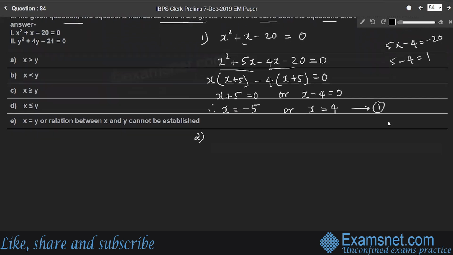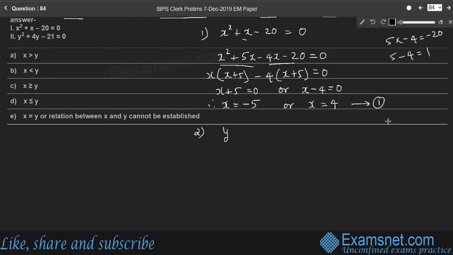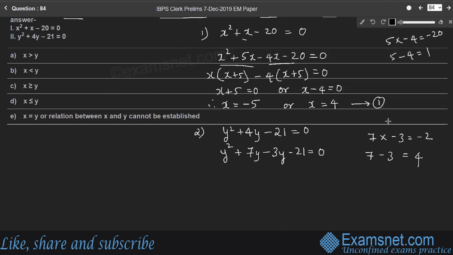Second equation, y² + 4y - 21 = 0. Here, the middle term can be written as y² + 7y - 3y - 21 = 0, so that 7 × -3 becomes -21, and 7 plus -3 becomes 4, right?